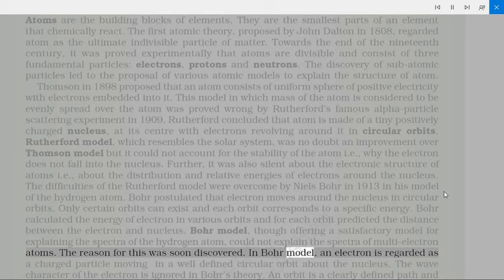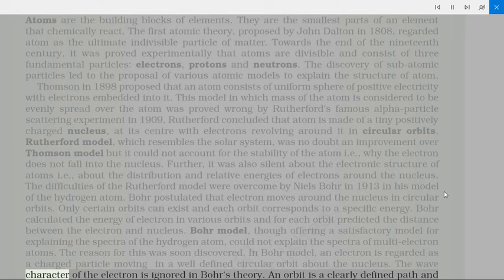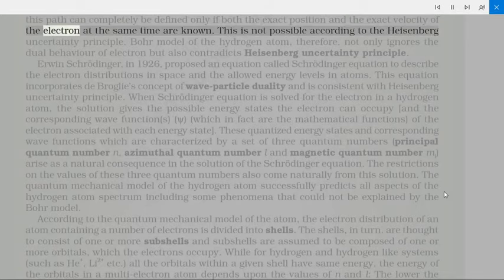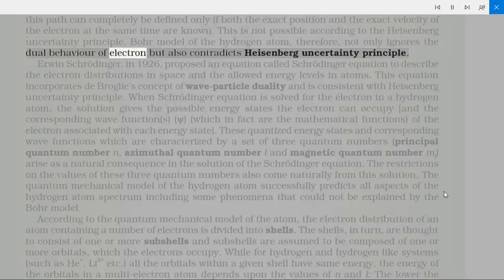In Bohr model, an electron is regarded as a charged particle moving in a well-defined circular orbit about the nucleus. The wave character of the electron is ignored in Bohr's theory. An orbit is a clearly defined path, and this path can completely be defined only if both the exact position and the exact velocity of the electron at the same time are known. This is not possible according to the Heisenberg uncertainty principle. Bohr model of the hydrogen atom, therefore, not only ignores the dual behavior of electron but also contradicts Heisenberg uncertainty principle.